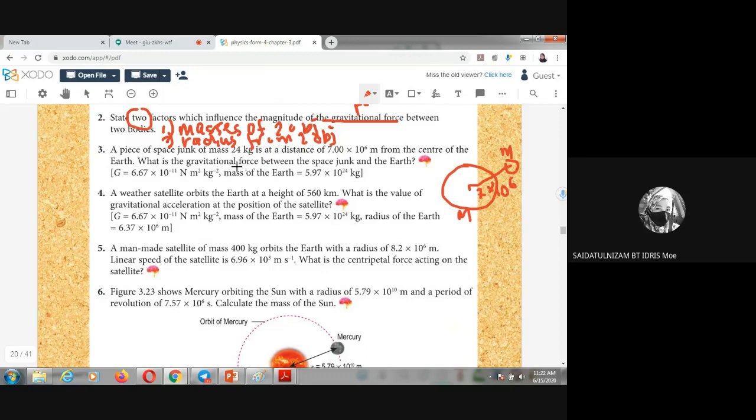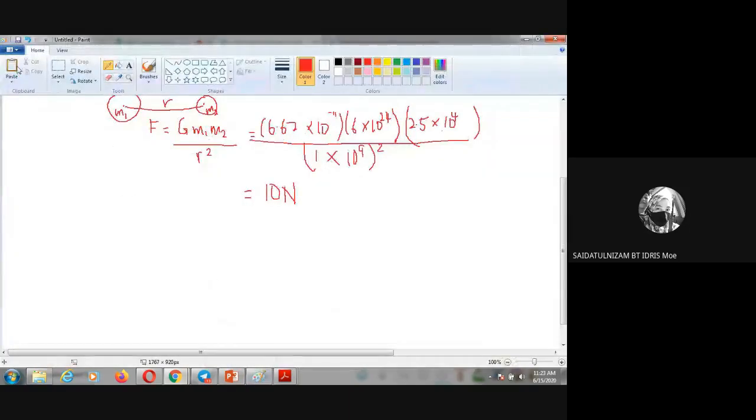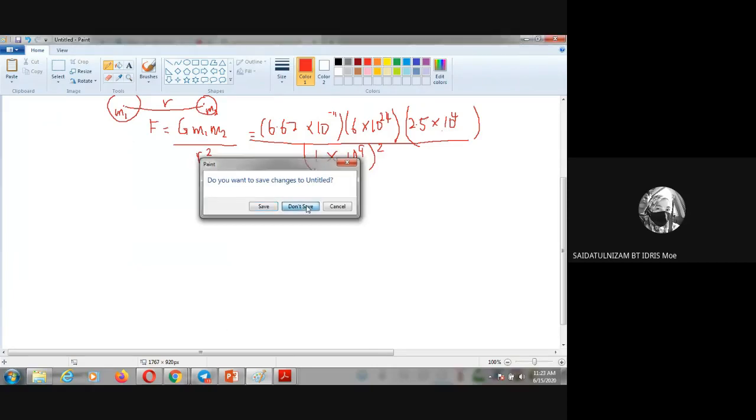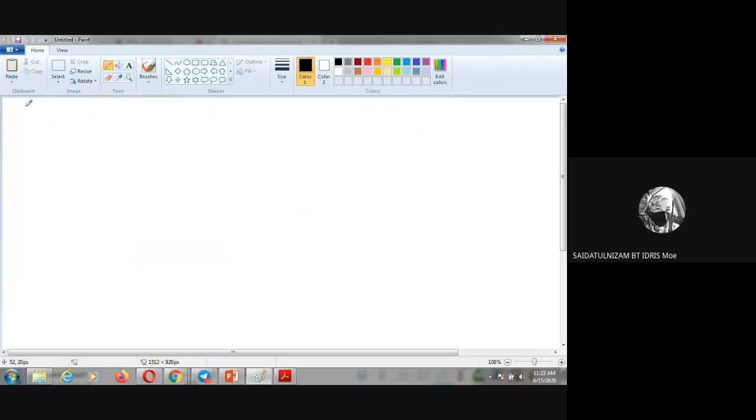What is the gravitational force between the space junk and Earth? So you want to find the gravitational force. Okay, just substitute into the formula G, M of Earth, this mass of space junk, over R squared, this is the distance. Just substitute. Everything has been given. Okay, you substitute and you will get a value. Number 3.